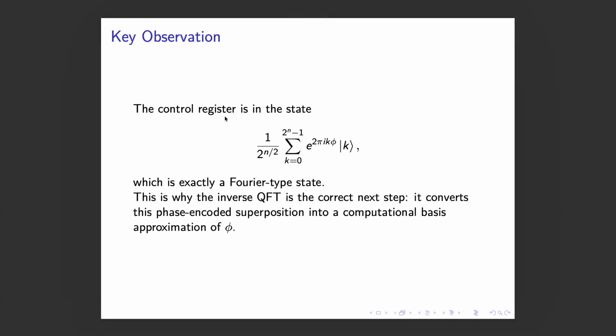And then the control register is in this specific state, which is nothing but a Fourier type of transformation. Nothing but that. So that's why, because this is what we want, the inverse quantum Fourier transform is actually the next step. It converts the phase-encoded superposition into a computational basis approximation of this phi.